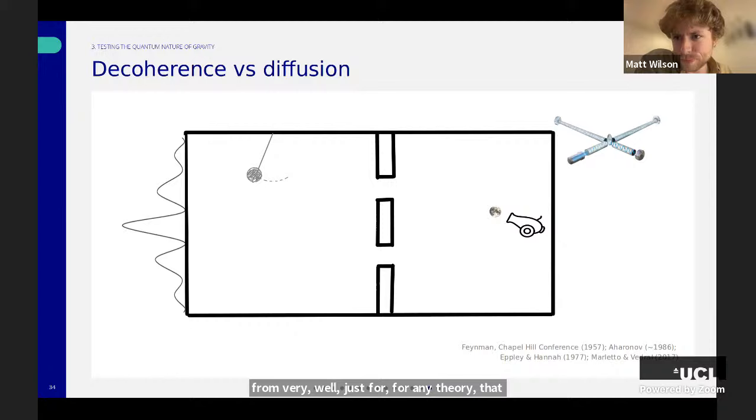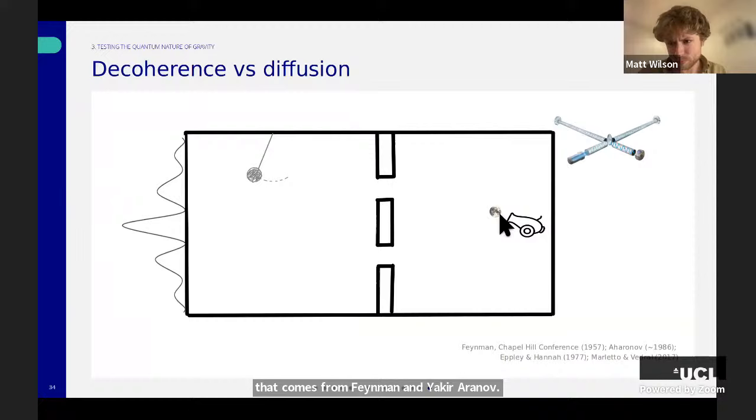And I'm going to give a little bit of an intuition about it based on this. I guess it's an example really that comes from Feynman and Aharonov, who gave arguments about why we should quantize the gravitational field. And their argument is as follows.